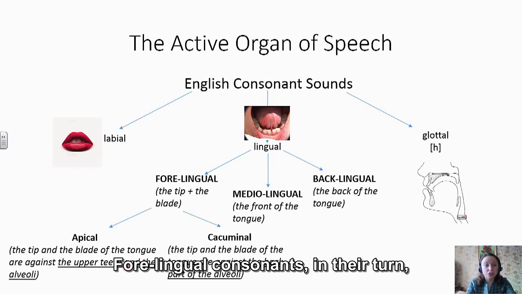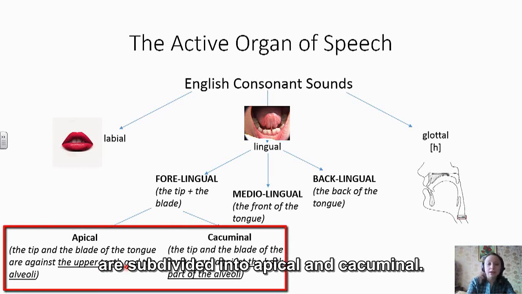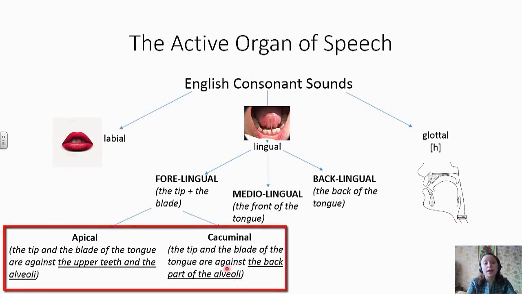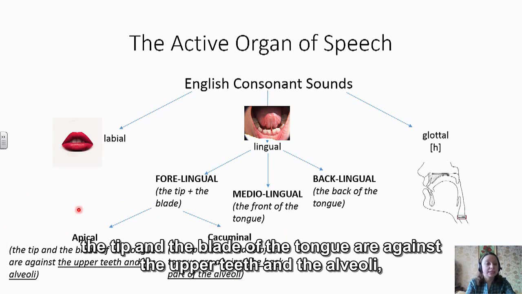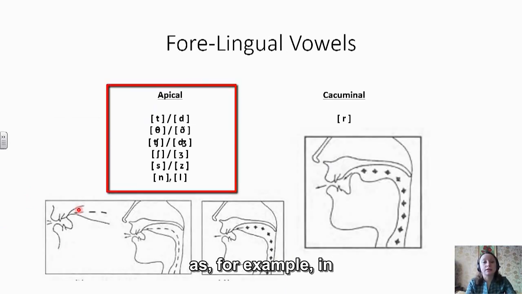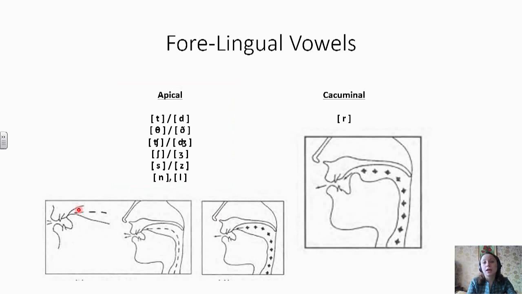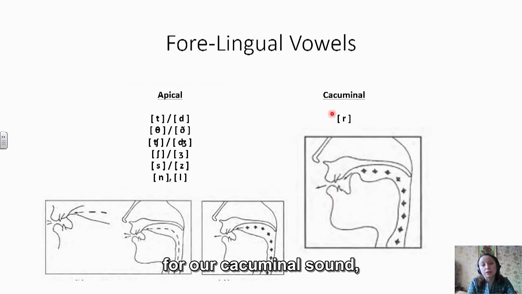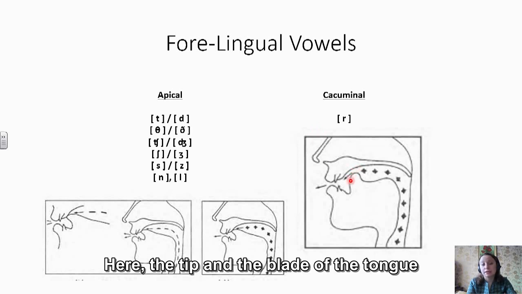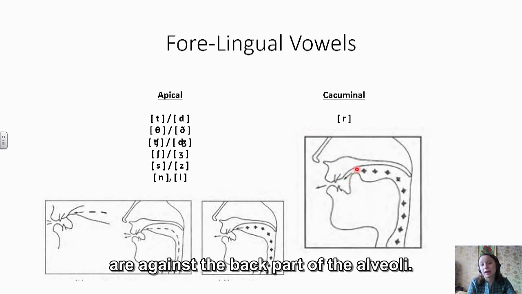Forelingual consonants, in their turn, are subdivided into apical and cacuminal. Apical consonants are those in the production of which the tip and the blade of the tongue are against the upper teeth and the alveoli, as for example in t, d, f, th, ch, j, sh, z, s, z, n, and l. Here in the picture you see the articulation for our cacuminal sound, the only cacuminal sound in English, r. Here the tip and the blade of the tongue are against the back part of the alveoli.